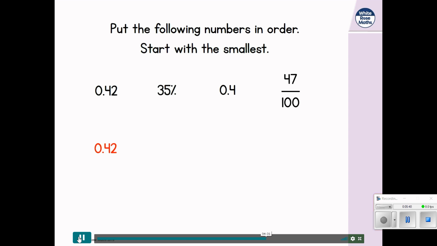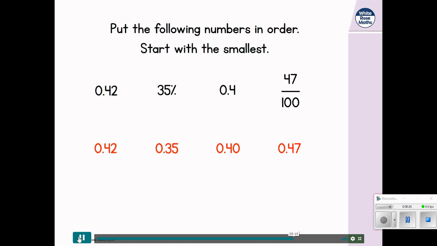0.42 is already a decimal. 35% as a decimal is what? That's right, 0.35. 0.4 is already a decimal, but we might want to get it so all the numbers have the same number of digits after the decimal place. 0.4 is the same as 4/10, which is the same as 40 hundredths, which is equal to 0.40. Finally, 47 hundredths is the same as 0.47.